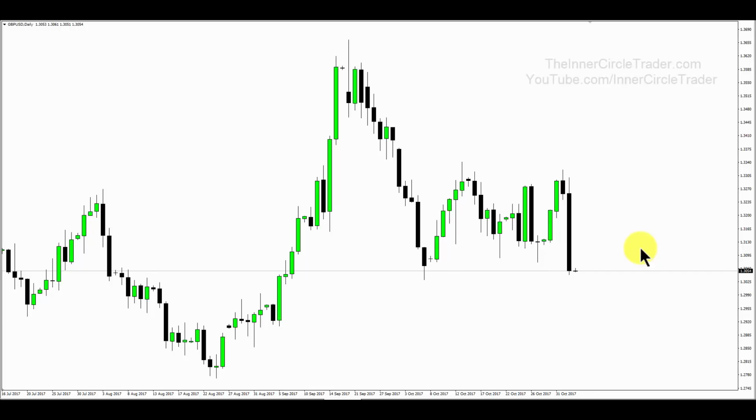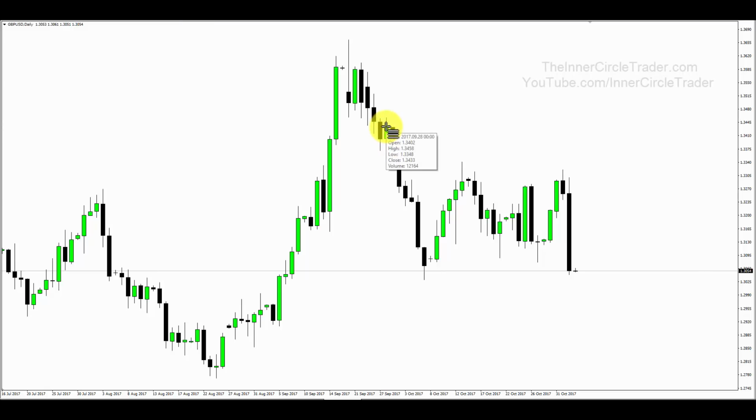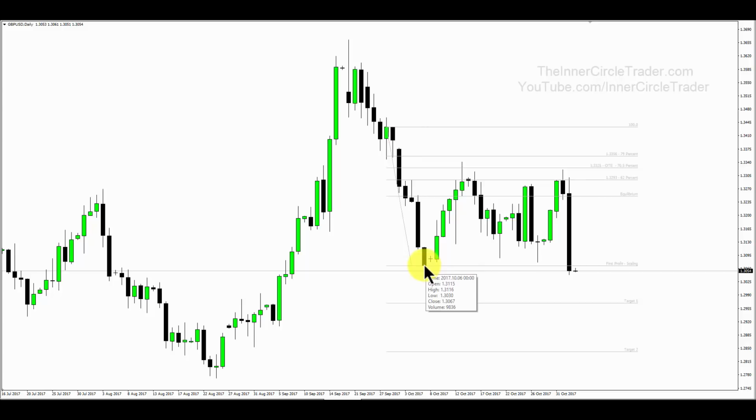All right, Munchkins, let's take a look at the cable market. This is pound dollar. And we'll go through our little optimal trade entry. Pull it down to this lowest close. And I'm using the highest up close in here.